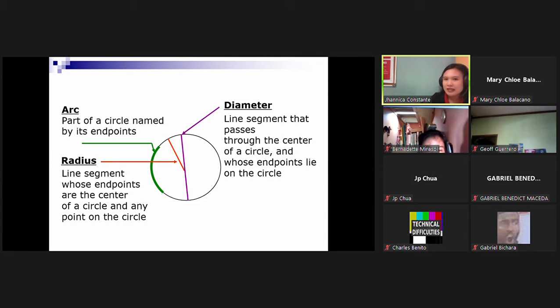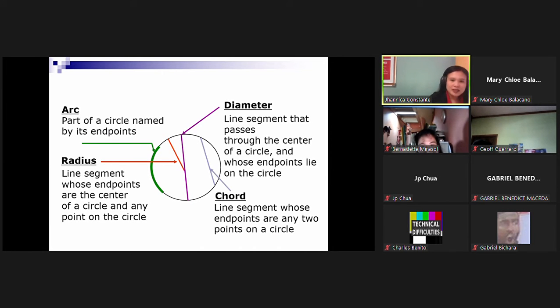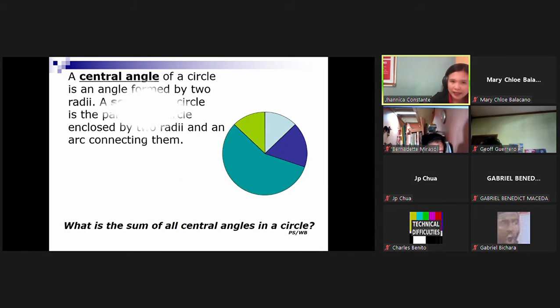So that is the diameter. We have the chord. A chord is a line segment whose endpoints are any two points on a circle. It has the same kind of endpoints as a diameter, but a chord can be drawn anywhere in the circle. So those are the basic parts of the circle: the arc, the radius, diameter, and chord.